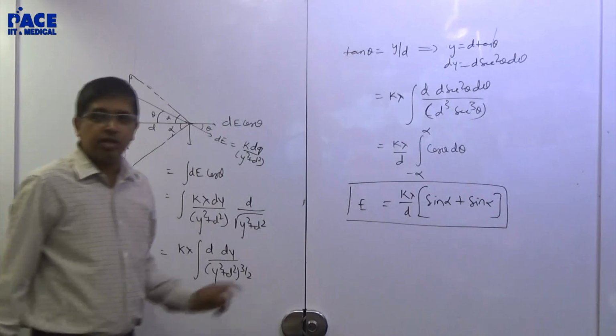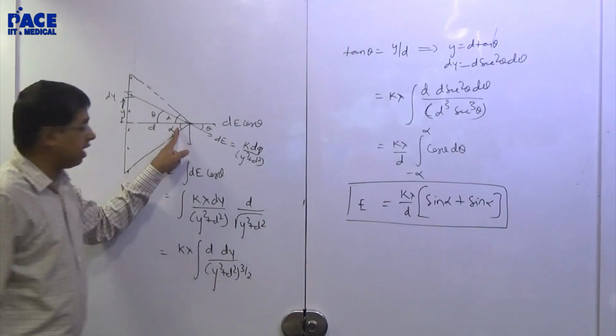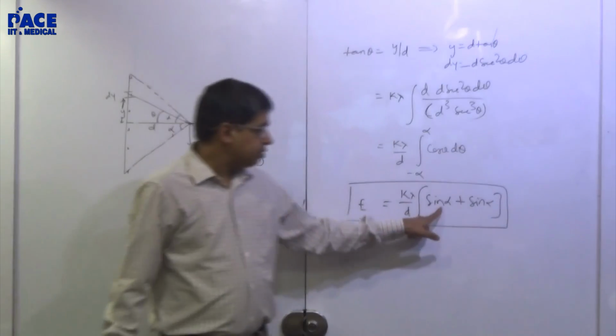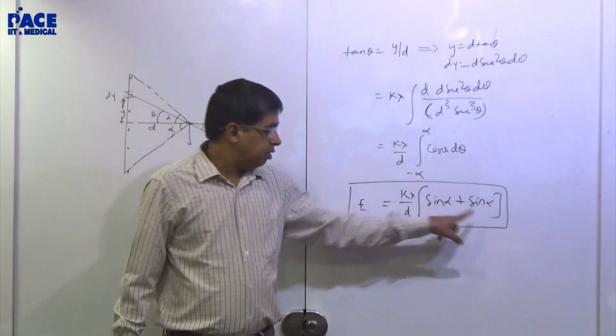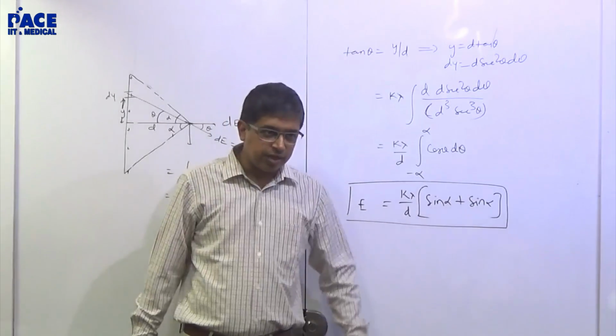Now if he tells you that the wire is of infinite length, what will you do? You will put alpha equal to 90. Sin 90 is 1, plus 1, 2. So 2k lambda by d. Did you get your answer?